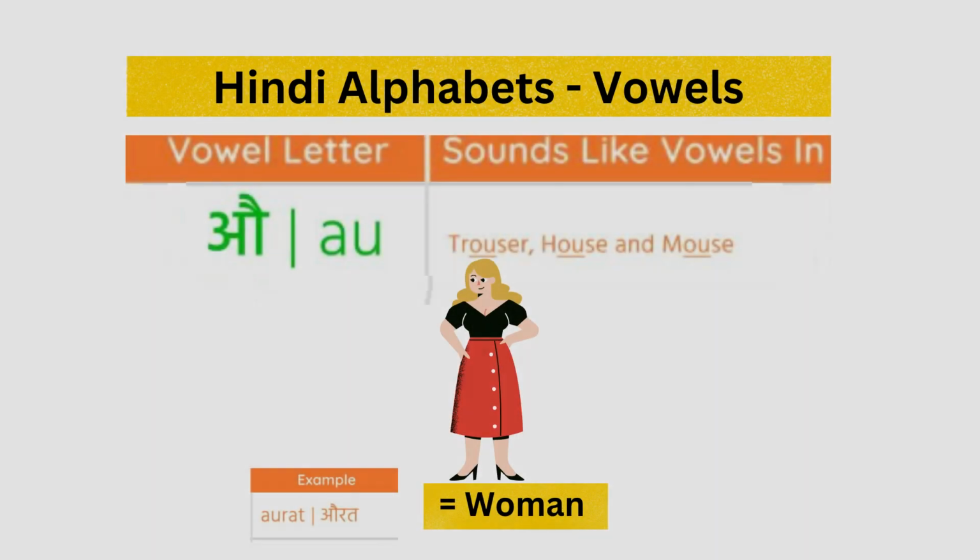The 11th vowel in the Hindi alphabet is Au. It is similar to how you pronounce vowels in words like trouser, house, mouse. It is an extension to the O sound we just learned. Therefore, in writing, we put two straight lines on top of the letter O to represent Au. The Hindi word aurat, which means woman, starts with the letter Au.